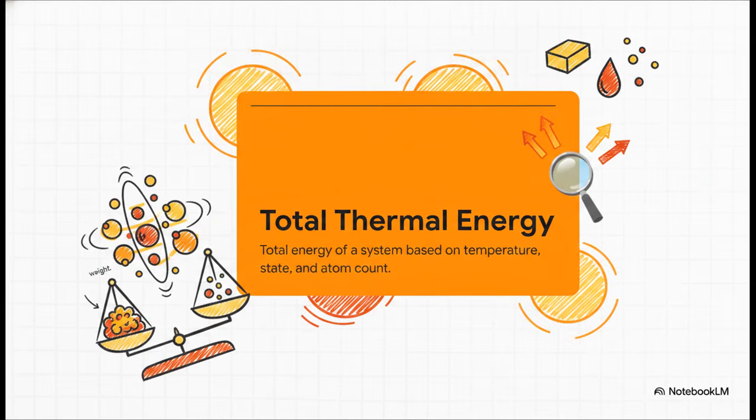Okay, now contrast that with total thermal energy, which is sometimes called internal energy. This is the total energy of a system. To calculate this, you can't just look at the average speed. You have to factor in the temperature, the state of the matter, and most importantly, the total number of atoms or molecules involved. In other words, thermal energy cares about mass. It cares about how much actual stuff you have.